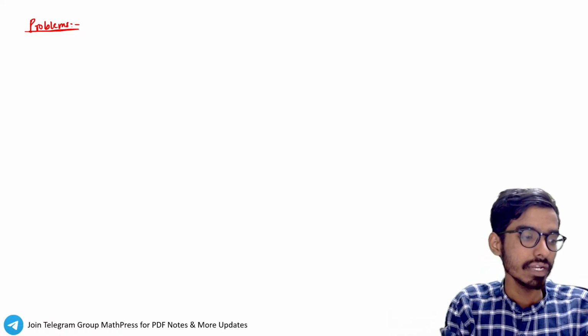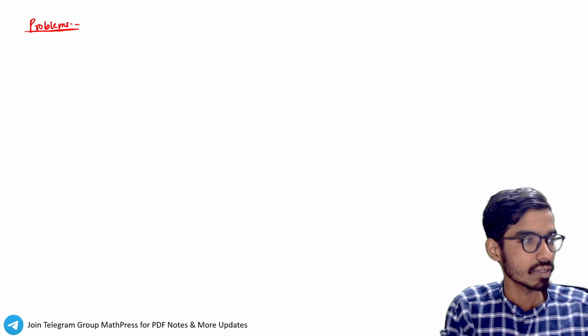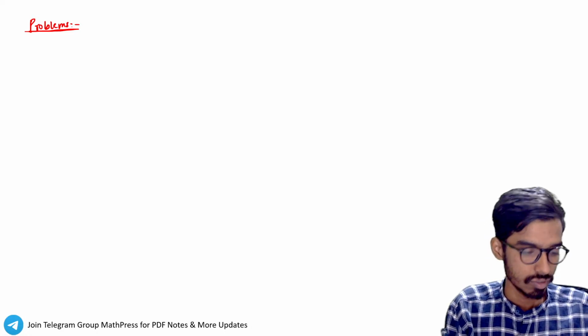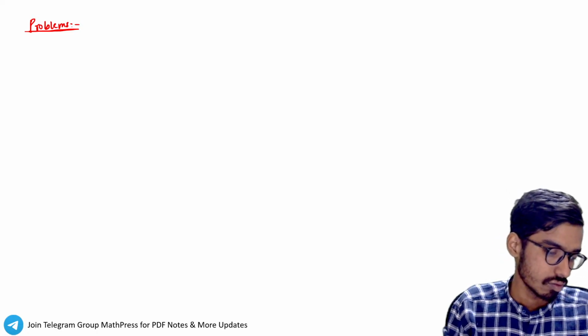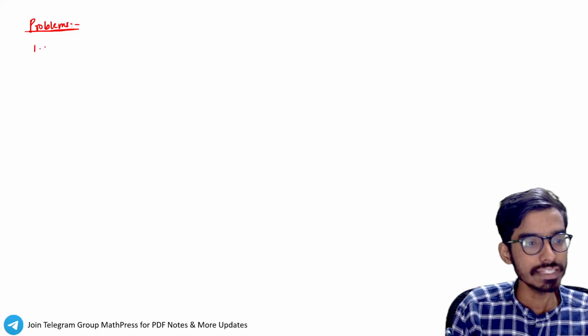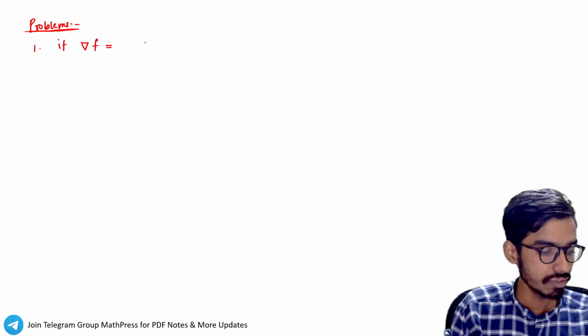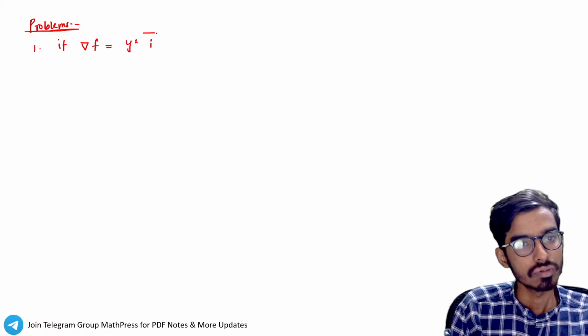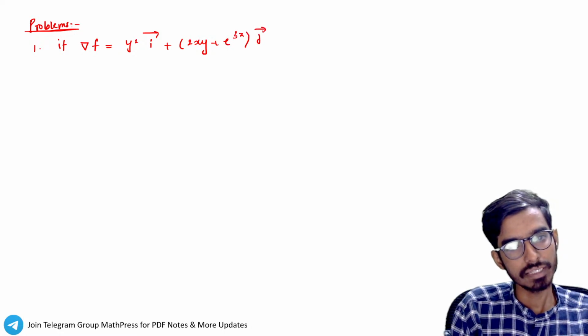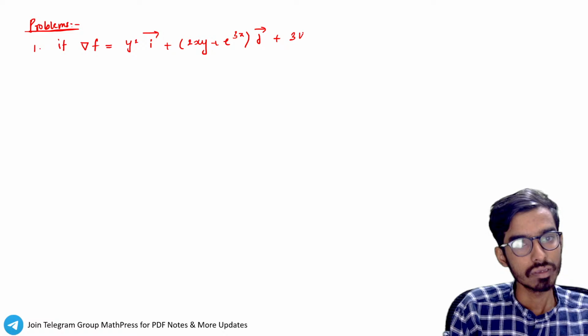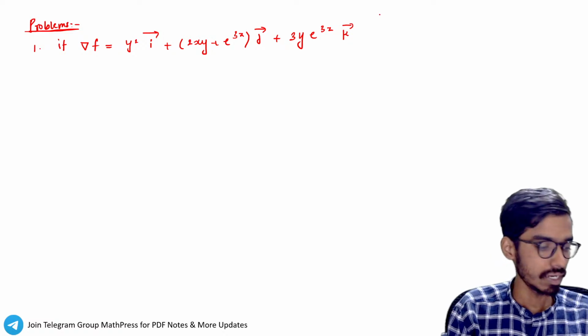So clear, right? Given f, you can easily find del f. Now they are going to give you del f, and you need to find f. Okay, first problem. If you understand the first problem, you can do any problem, right? If del f is equal to y square i vector, 2xy plus e power 3z j vector, 3y e power 3z k vector, find f.